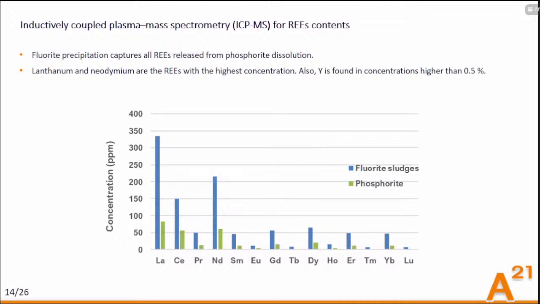The lanthanum is more than 300 ppm. So if we take into account that there are more than 1 million tons of these wastes in the landfills, the amount that could potentially be extracted from there is quite big. So it could be taken as a secondary source of all these rare elements. Also, yttrium is not shown here, but it was more than 0.5% in the fluoride sludges.